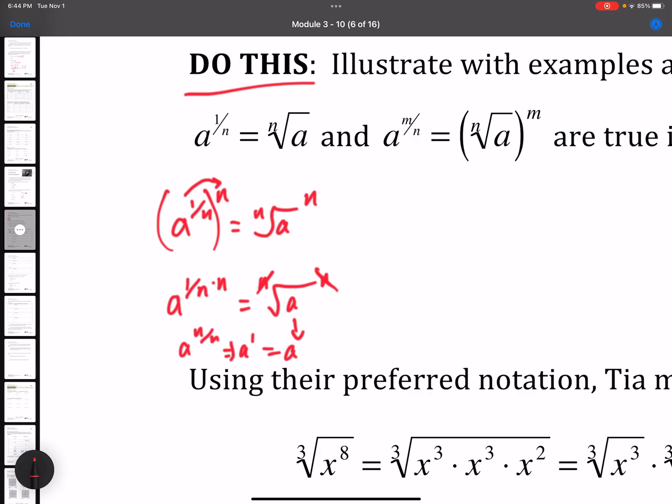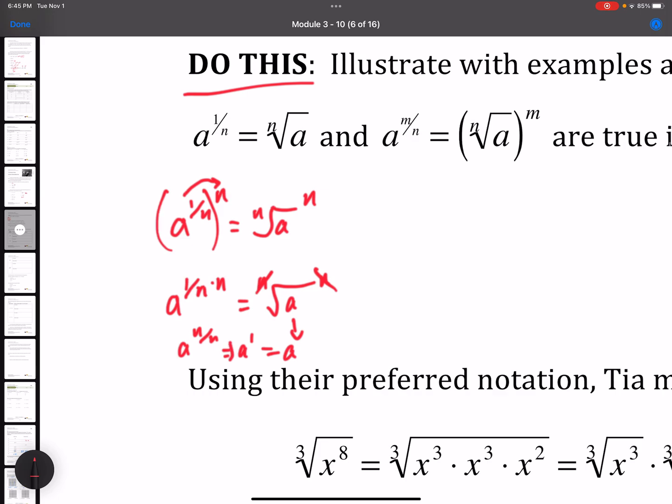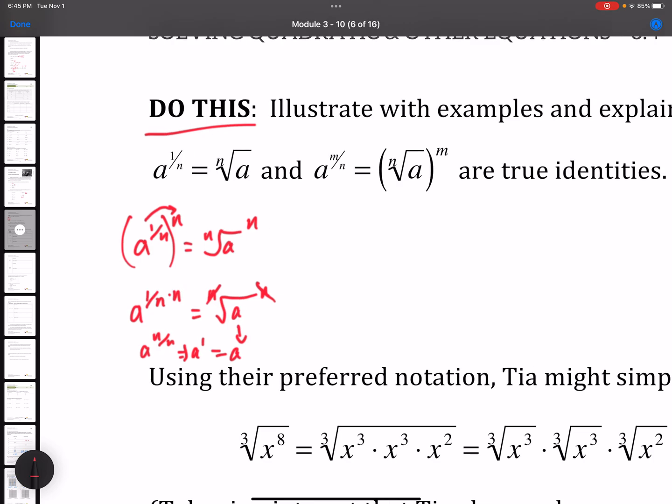A to the first is just the same thing as a also. So that's one way I could think about that. I'm going to do the exact same thing over on this other side. A to the m over n is equal to the nth root of a raised to the m power.